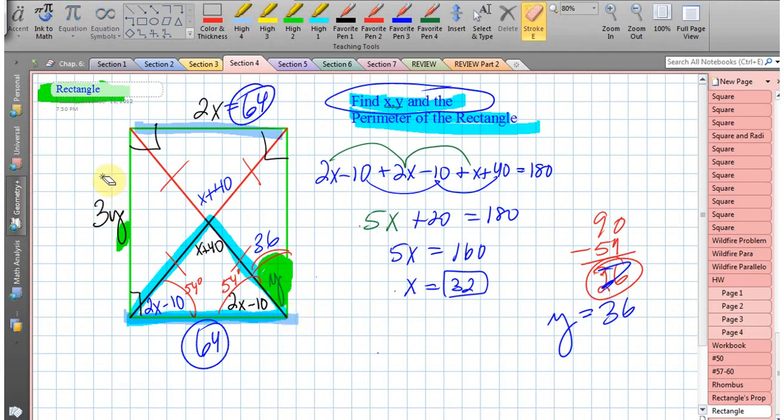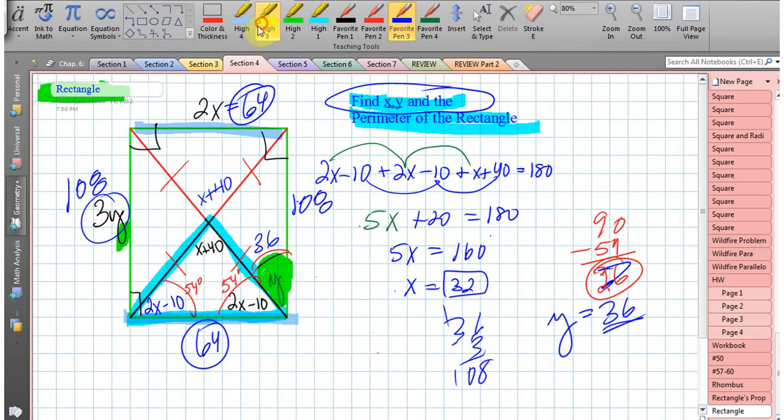Now let's find the other side in here. Well, this expression is 3y. Well, 3 times 36, I think that's 108. 36 times 3 is 18, carry the 1, 8, and 108. So this side is 108. And if that one's 108, that means this one is 108. So now I'm going to highlight in yellow all 4 of these sides in here.